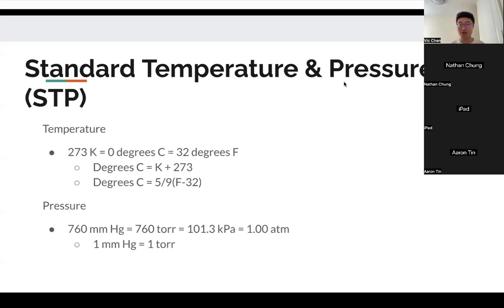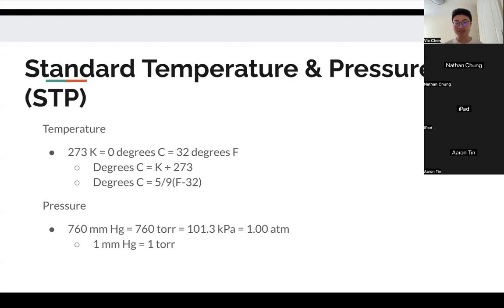Now let's move on to the next slide. This is standard temperature and pressure, aka STP. You're going to see this a lot. And what this refers to is essentially a standard set of conditions for temperature and pressure of a certain environment where a chemical reaction is being analyzed or something of that nature.